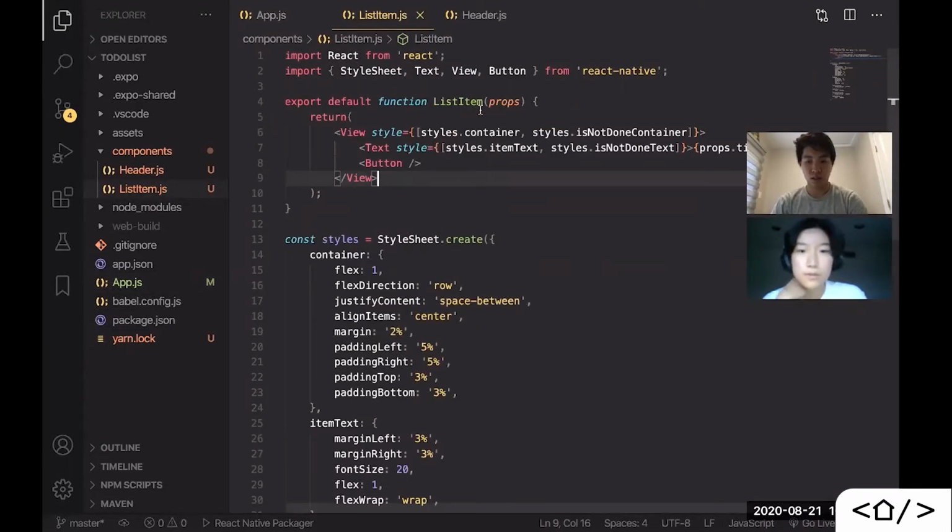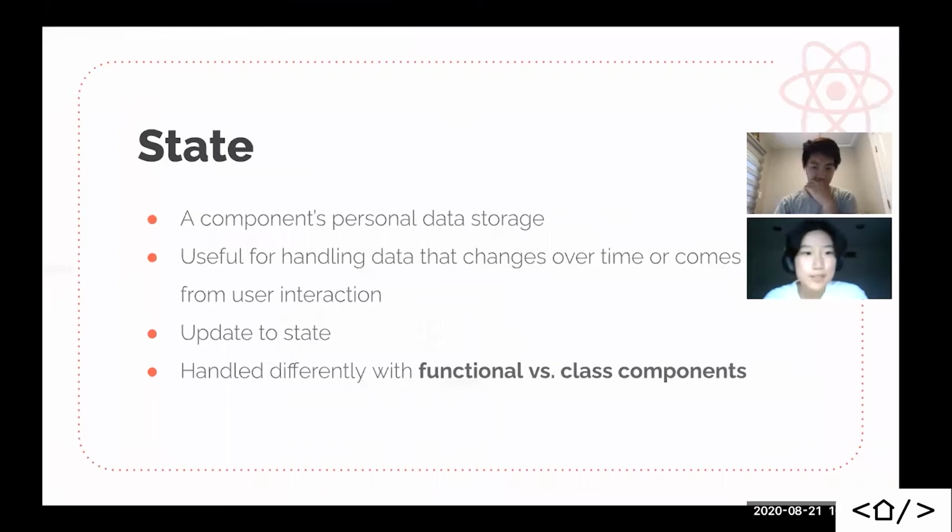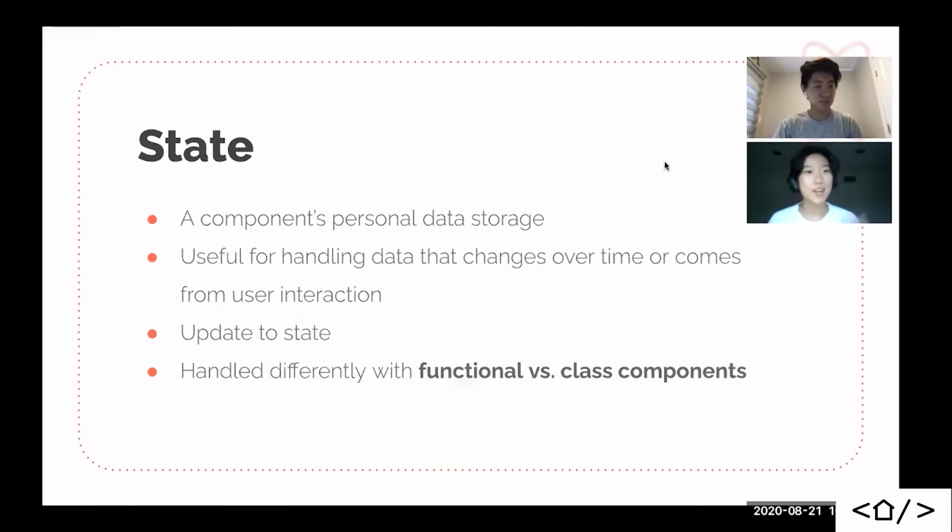One thing for our list item that we're going to be adding is state, and Elle can go ahead and explain that for us. Yeah, so since this is a to-do list, we'll probably want something like the ability to check off an item. So for that, we'll use React State. Again, if you're coming from React.js, state will sound very familiar. It is the same in React Native as it is in JS. State is effectively a component's personal data storage. It lets every component store any number of variables or information that it needs to. It's useful for handling data that changes over time, such as whether a to-do task is done or not, or information that might come from user interaction, which we'll see later.